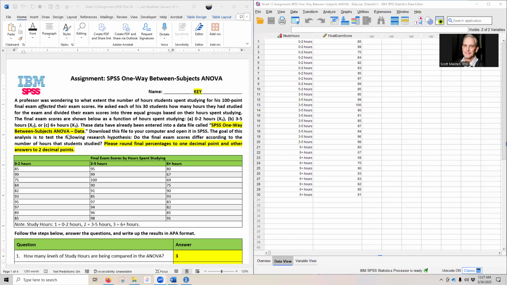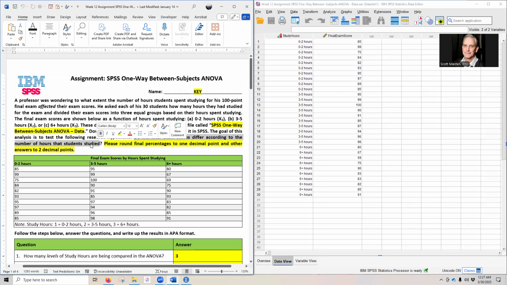All right, everyone, let's go over this week's assignment, the SPSS one-way between subjects ANOVA. So the goal here was to compare final exam scores across 3 different hours of studying groups, 0 to 2, 3 to 5, or 6 plus. The research hypothesis we're testing is, do the final exam scores differ according to the number of hours studied? What this hypothesis does not say is people who studied more did better, or something like that. It's not directional. This is a two-tailed hypothesis.